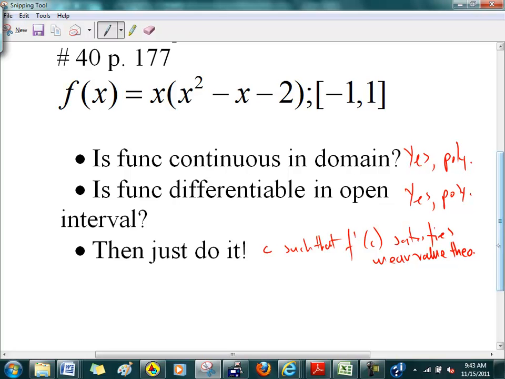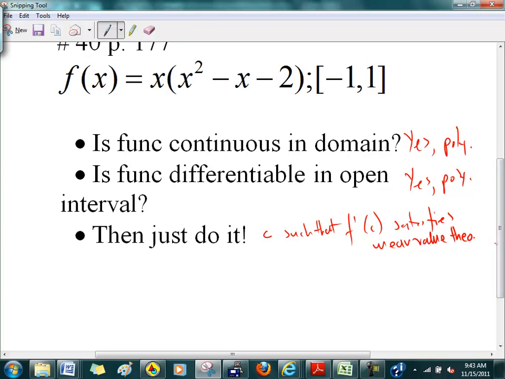So what I need to do is differentiate first. f prime of x. Someone help me with f prime of x, please. Yeah, Stephanie? 3x squared minus 2x minus 2. So everybody, you don't want to use the product rule here. Distribute the x through first, so you get x cubed minus x squared minus 2x.